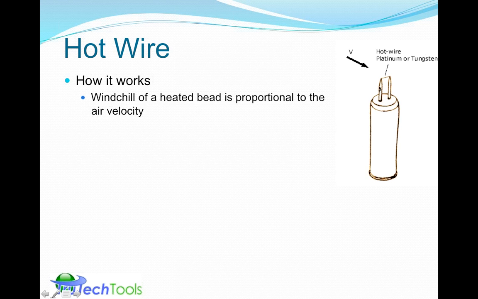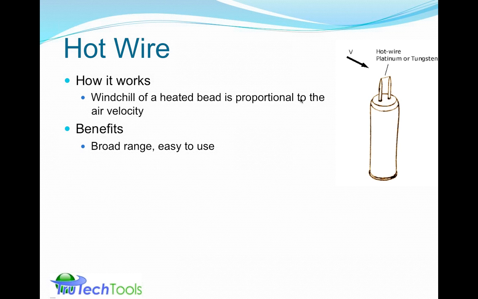The amount of current that's required to keep that bead hot enough, to keep the temperature warm enough in that area, is what is measured. So this is a current measuring device. It measures the current flow in order to keep a standard steady temperature of the hot wire inside the heated bead.